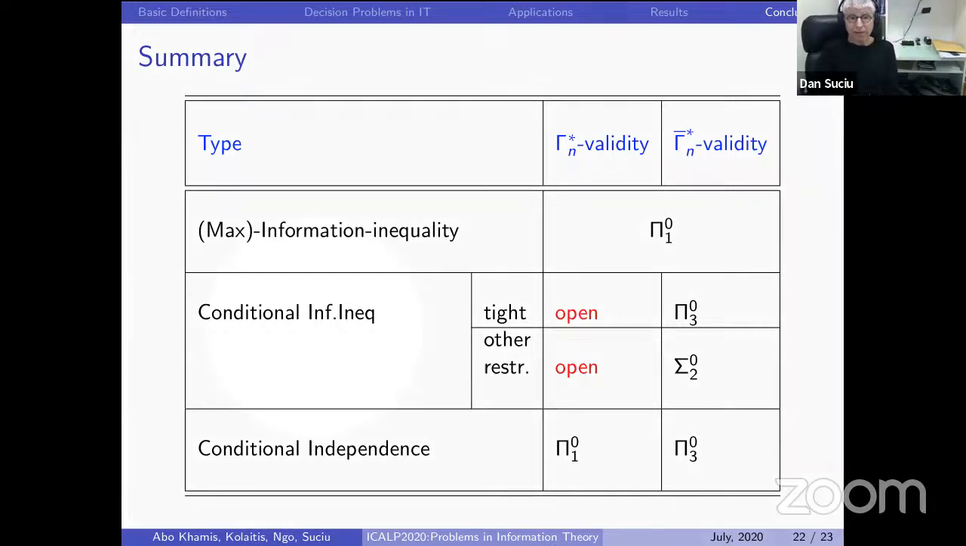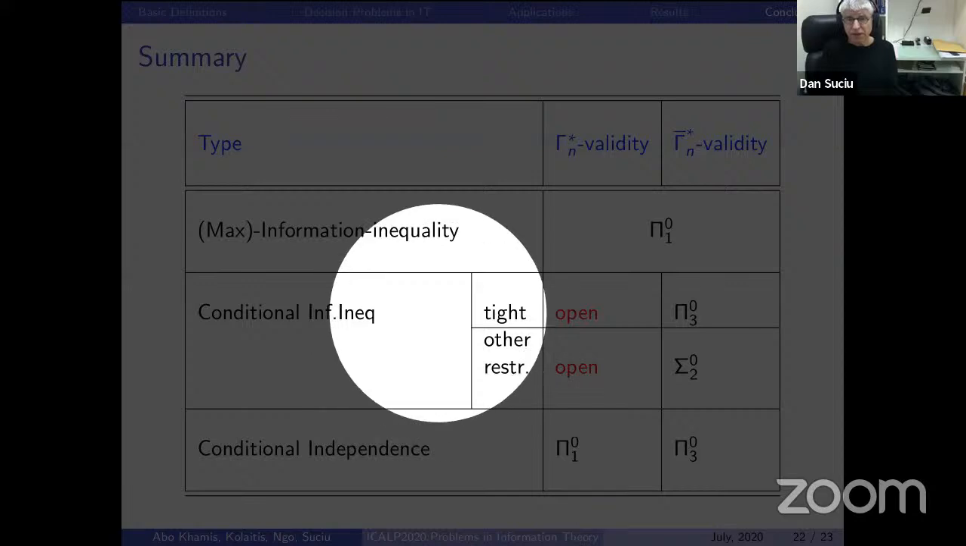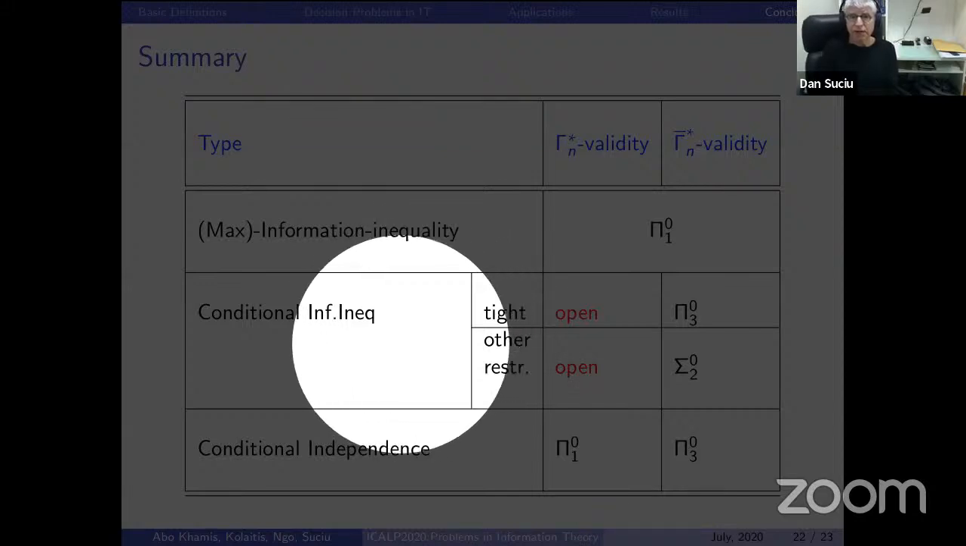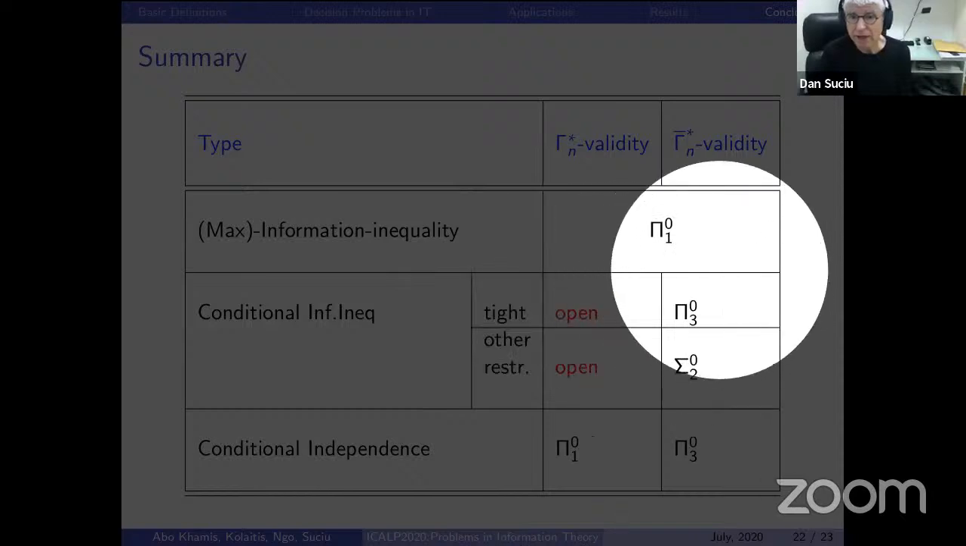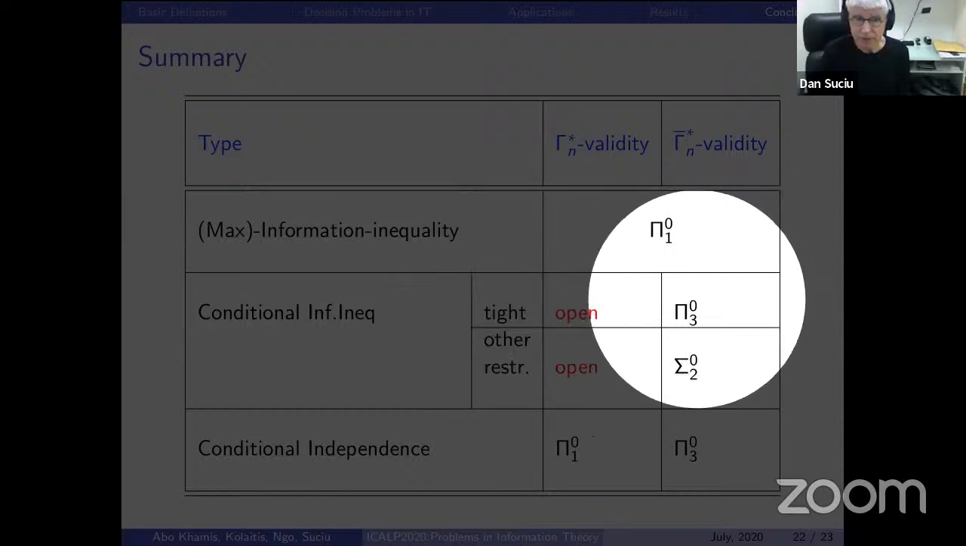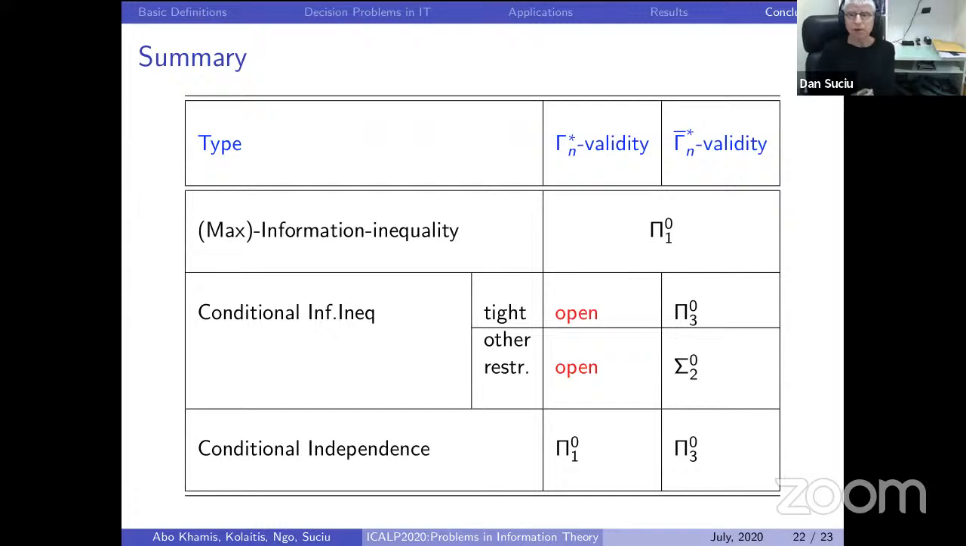So here, the techniques that we use are a little bit more interesting. We proved this, the more interesting result: that the conditional problem is in the third level of the arithmetic hierarchy.